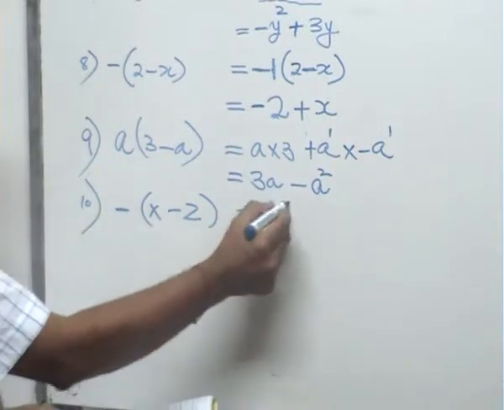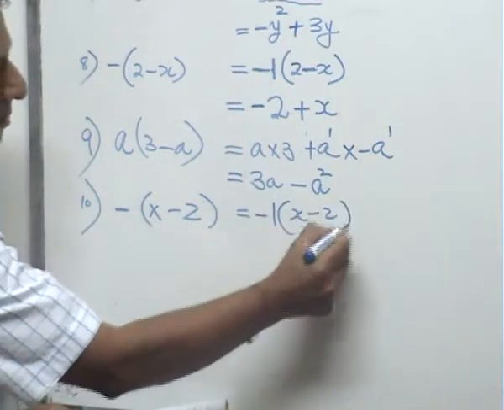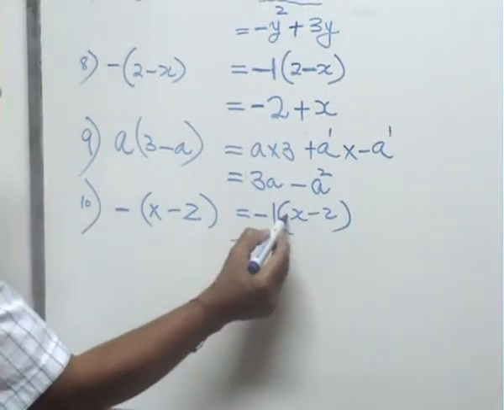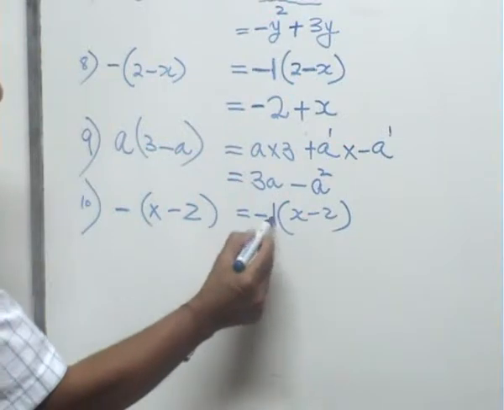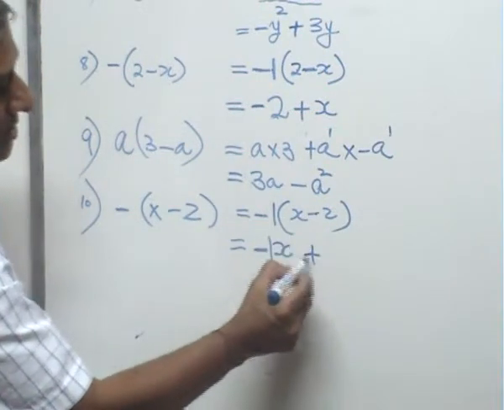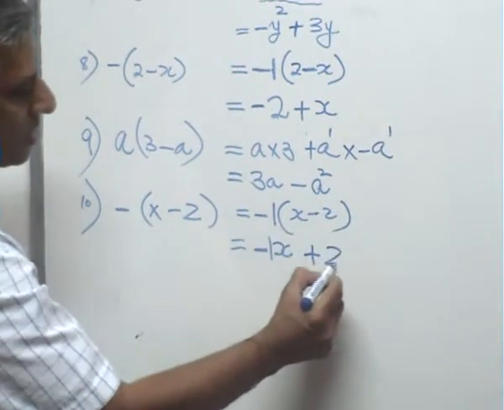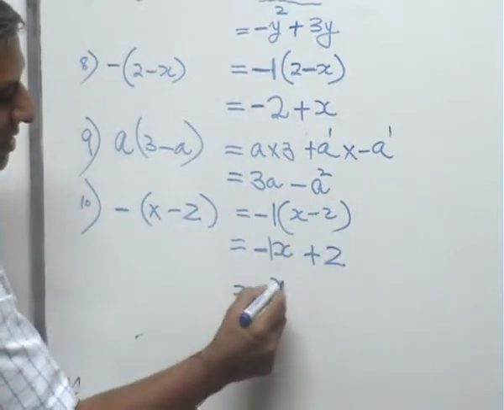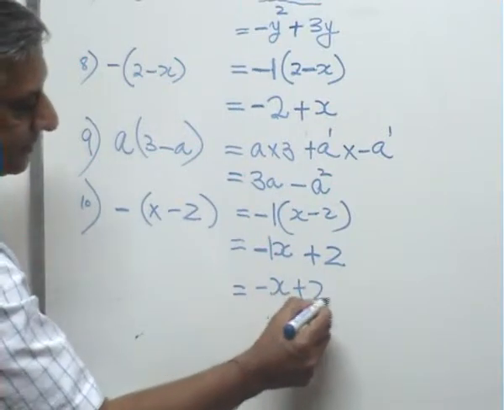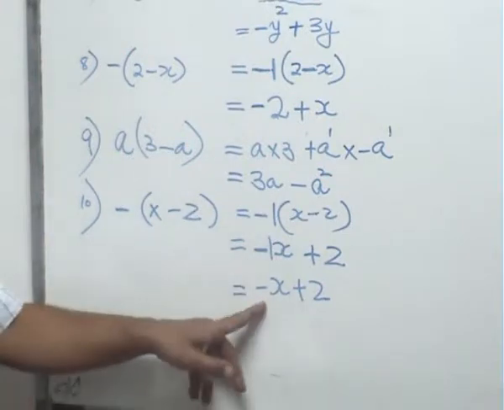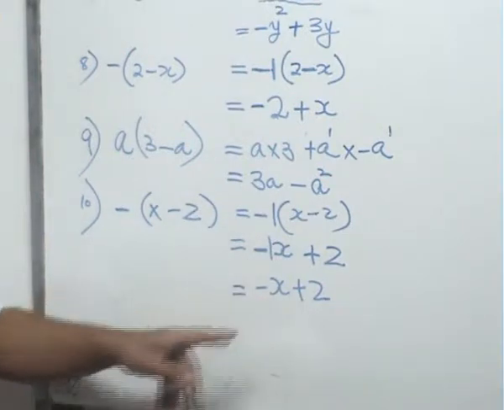Now, this is again minus 1 into x minus 2. This can be done mentally now. Minus times plus is minus. 1 times x is x, or 1x, you see. Minus times minus is plus. 1 times 2 is 2. Now this answer can be written like that, or it can even be written without the 1. You can write it like that, or you can write it like this, because the 1 is now understood here.